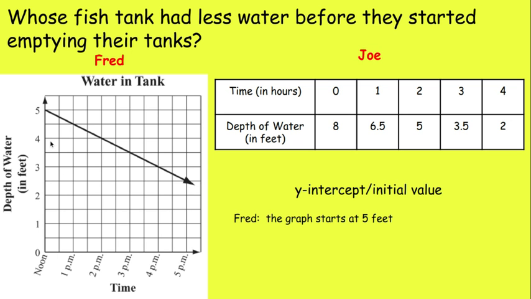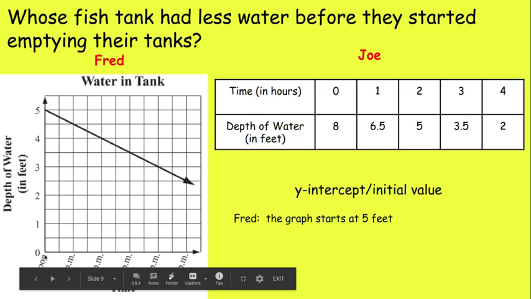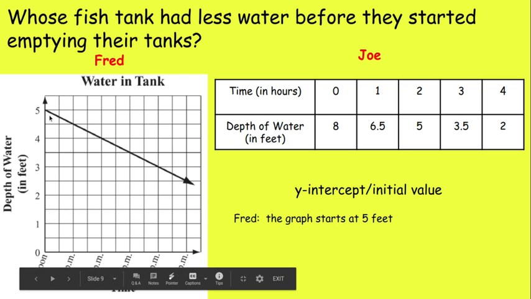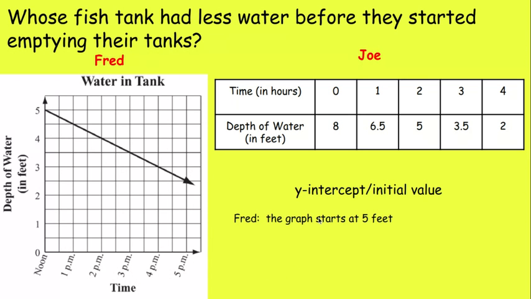So here on Fred, we can see that at noon, if you remember back from that verbal description 2 slides ago, it said they just began emptying their fish tank at noon, and his fish tank had 5 feet of water. His aquarium had 5 feet of water in it. Okay?